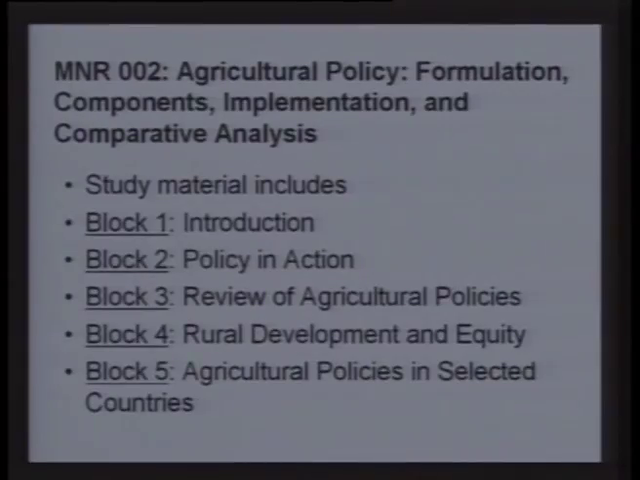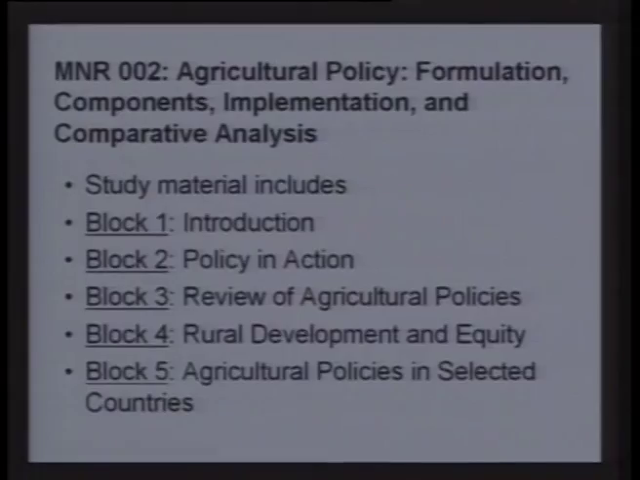Then the second block is on policy actions: how a policy is implemented in the country, what are the reasons for failures, what are the reasons for success, and who is involved in the policy implementation. This is part of block 2. Then block 3 is related to the review of the agriculture policy implemented in India. In this block we will study the different agriculture policies: national agriculture policy, input policy, land use policy, seed policy. We will discuss this in block 3.